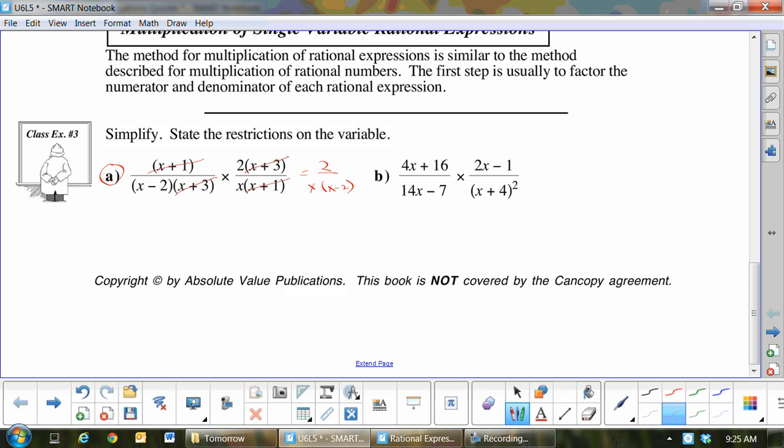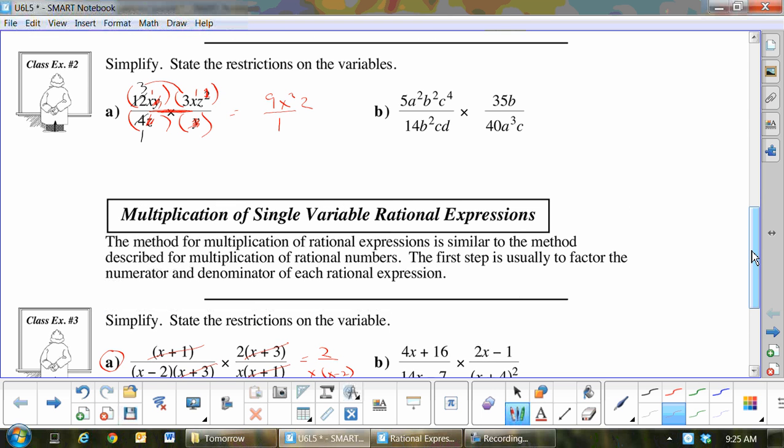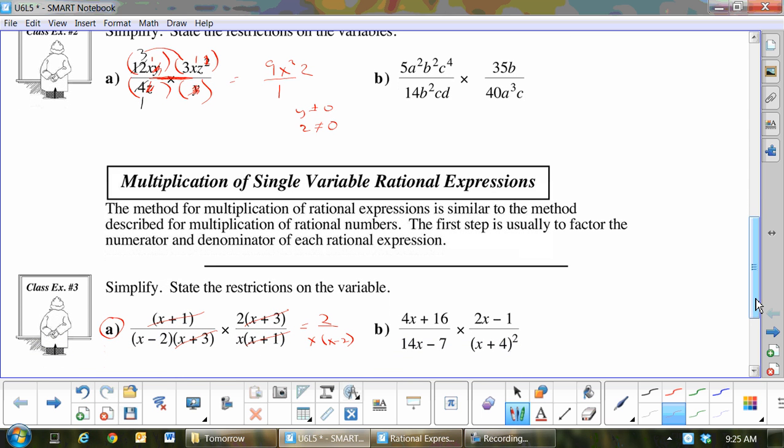Ooh, my bad. Let's go back. A. What did I forget? Non-permissibles. Y, or, yeah, y cannot equal 0. And z cannot equal 0. That's why I should never tape first period. I'm trying to kind of rush, but see what happens? You waste time. Okay?